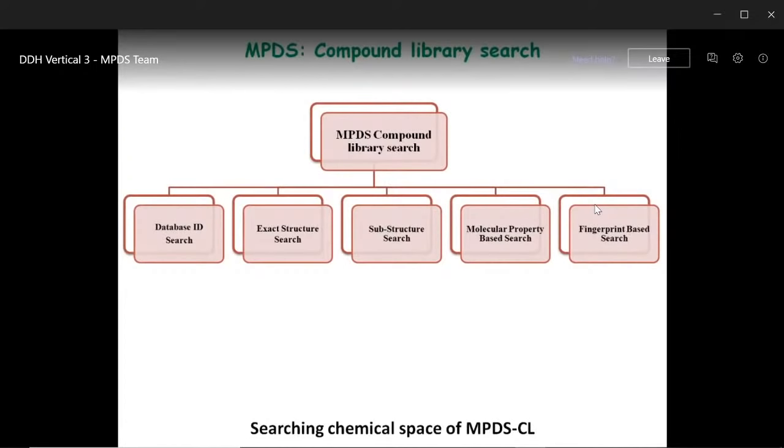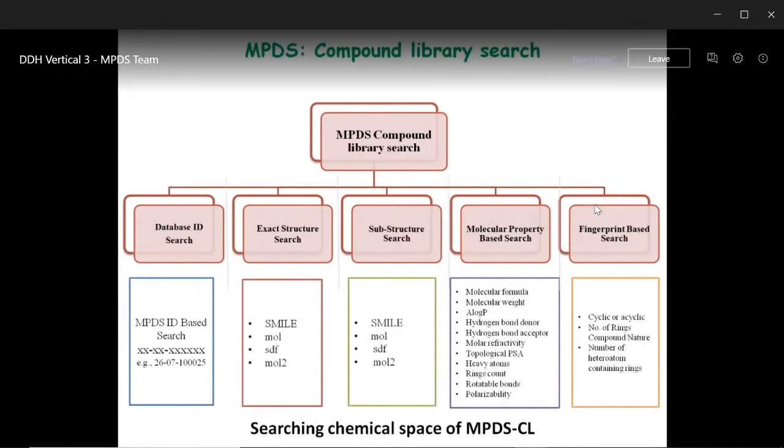And there are various other forms of search. You can also search the MPDS compound library by using the database ID search, where you can just put the MPDS ID of the database, as I have already stated before, and search for that. Also you can perform the exact structure search, where the input can be a SMILES, mol, SDF, or mol2 format. And there is also the substructure search, which uses the same input as we have seen in the exact structure search.